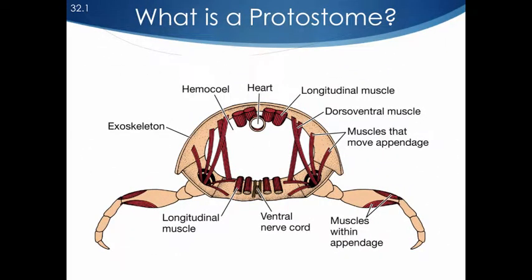So here's a picture of what it would look like inside of an exoskeleton. You can see all these muscles attaching to the exoskeleton. These would contract and relax to pull these appendages up and down, right and left, however needed.